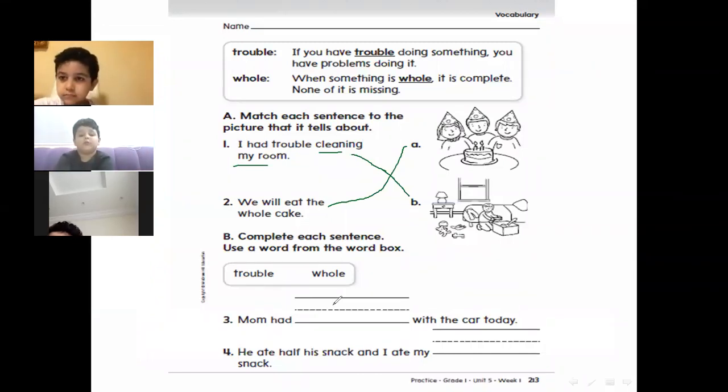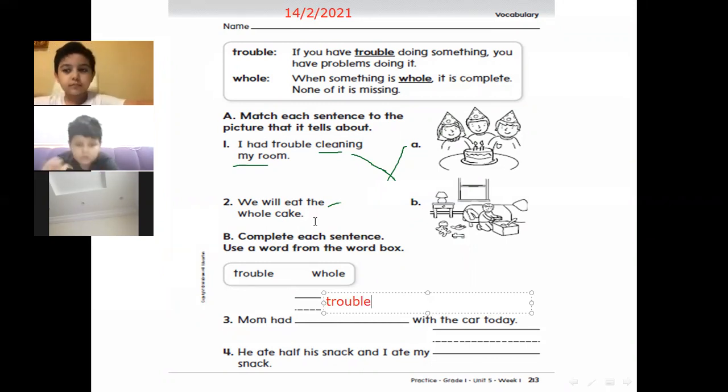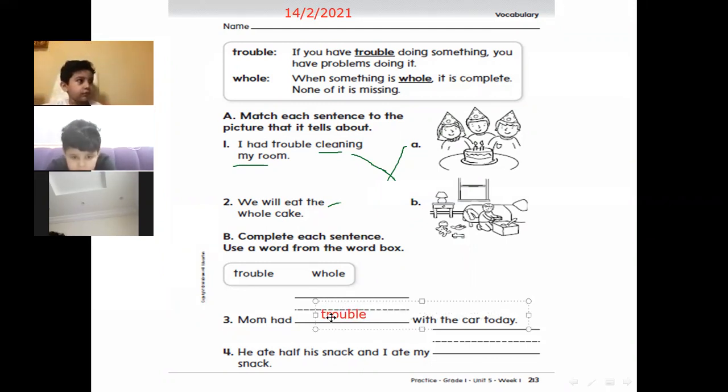Complete each sentence. Use a word from the word box. Mom had with the car today. My mom had what with the car today? Trouble or whole? Trouble with the car today. Excellent, amazing. T-R-O-U-B-L-E. Trouble. Excellent.